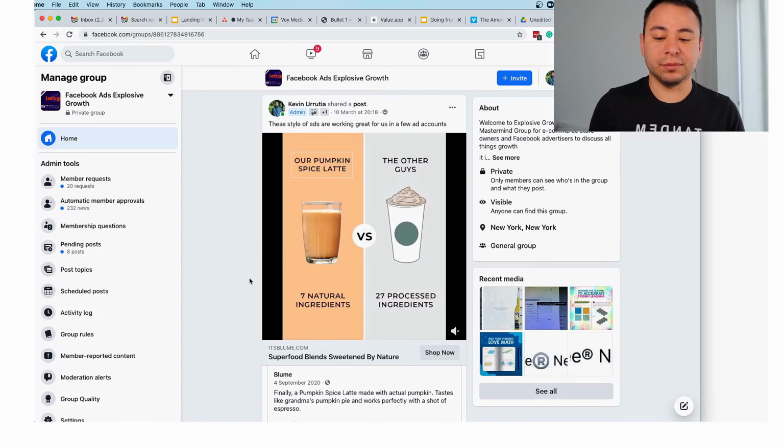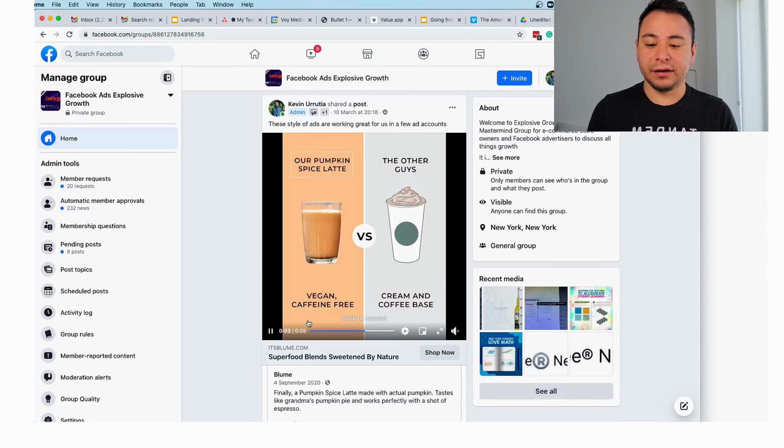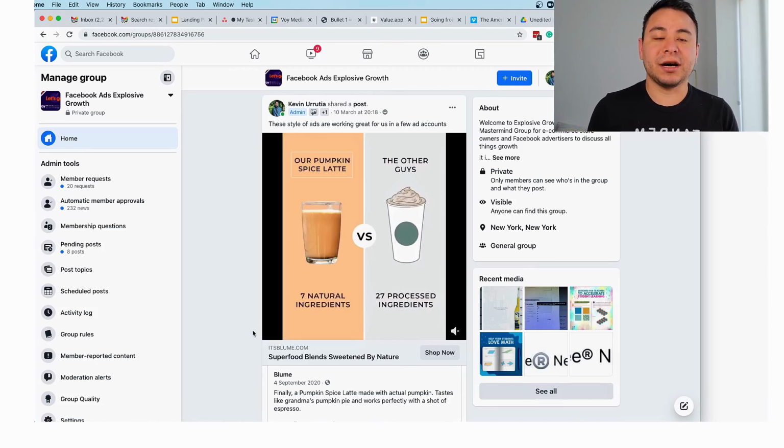Let's play the sample ad that I saw that is doing this, and the company is called It's Bloom. They're selling coffee. You can see that they're comparing themselves to, obviously you can tell by this logo here, Starbucks. Clearly it's us versus them, our pumpkin spice latte versus the other guys. And the other guys, for people watching or listening, this is the Starbucks logo essentially. It looks like that green logo that Starbucks uses. And you can see here, it's a very basic ad.